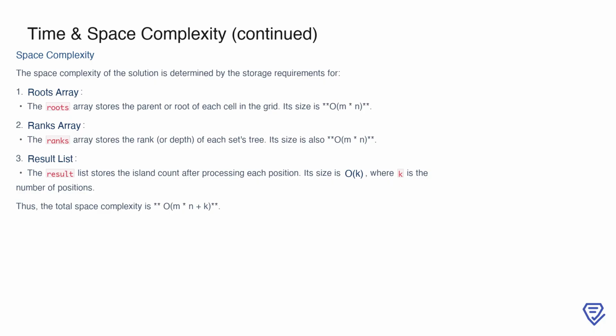Now, let's consider the space complexity of the solution. The main contributors to space usage are the roots and ranks arrays. The roots array keeps track of the parent or representative element for each cell, while the ranks array stores the rank or depth of the tree representing each set. Both arrays are proportional in size to the total number of cells in the grid, or O(m*n). Additionally, the result list stores the number of islands after processing each position, requiring O(k) space, where k is the number of positions. Combining these, the total space complexity of the solution is O(m*n + k), which is manageable even for larger grids and position lists.